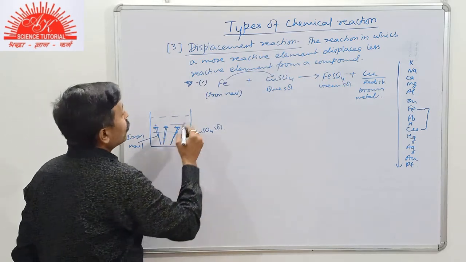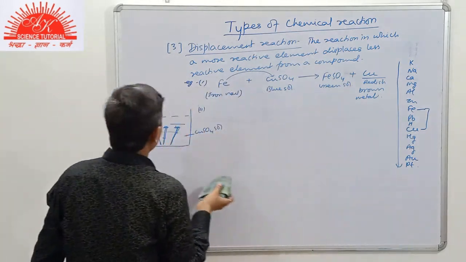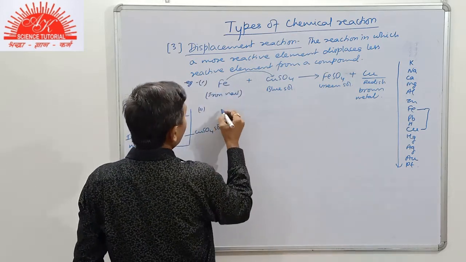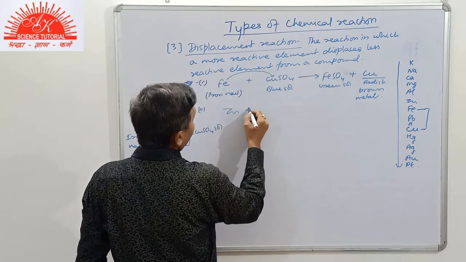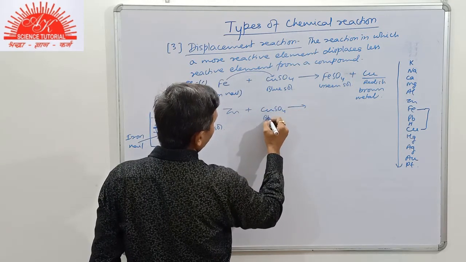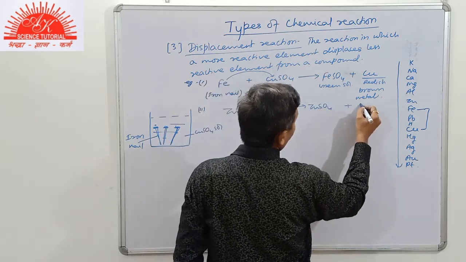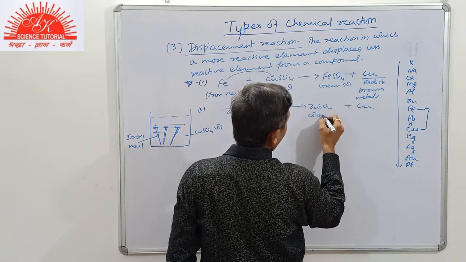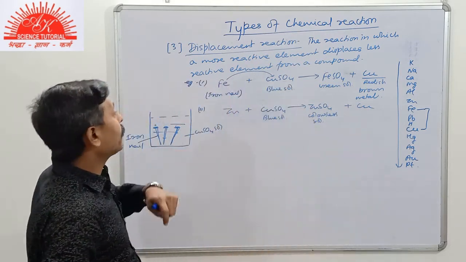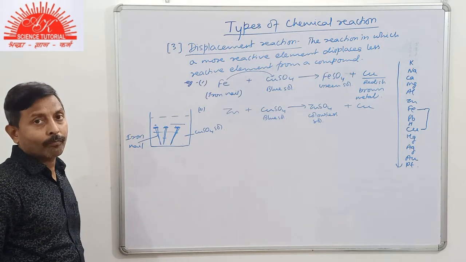Now suppose we take another reaction for a similar type of process. Suppose this time zinc granule is added again to copper sulfate solution, which is blue in color. Then it forms ZnSO4 plus Cu. Now this time it will be a colorless solution.